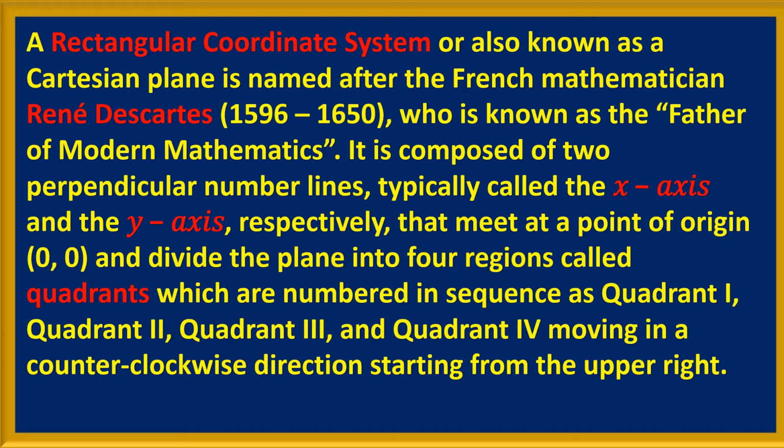It is composed of two perpendicular number lines, typically called the x-axis and the y-axis respectively, that meet at a point of origin (0, 0), and divide the plane into four regions called quadrants, which are numbered in sequence as quadrant 1, quadrant 2, quadrant 3, and quadrant 4, moving in a counterclockwise direction starting from the upper right.